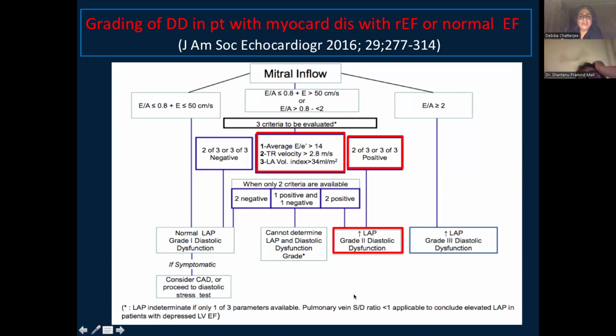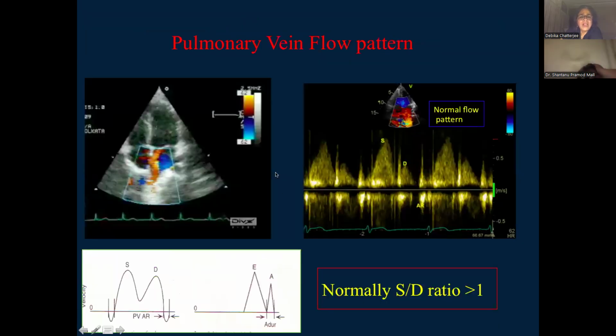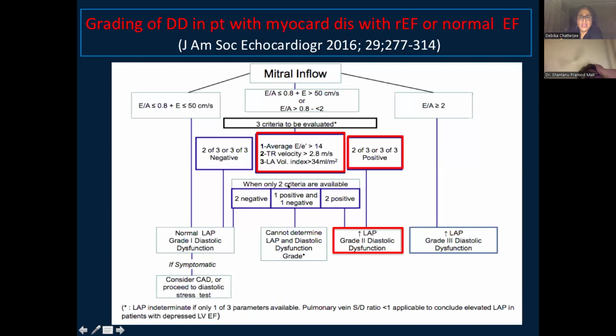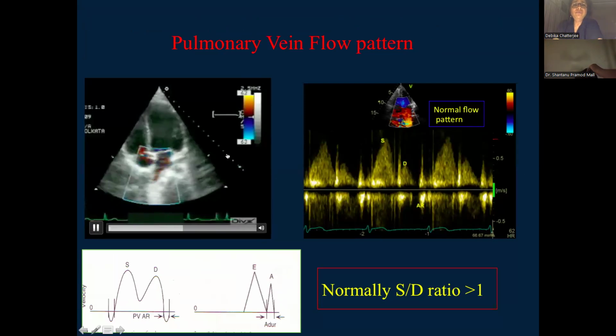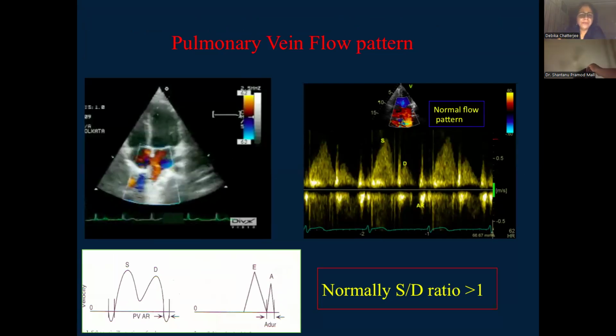So it goes into grade 2 diastolic dysfunction. And then let us go to the case where, as I said, 1 is positive, 1 is negative. You cannot determine, and you may look for the pulmonary venous systolic diastolic wave. Here is the way how to look for the pulmonary venous flow pattern.